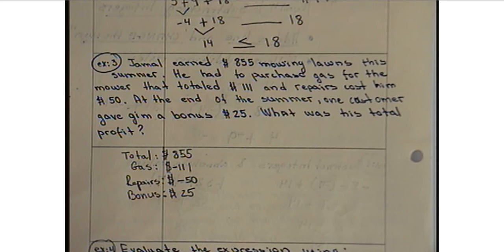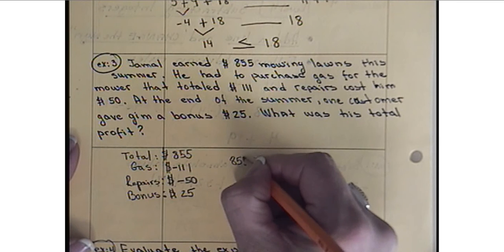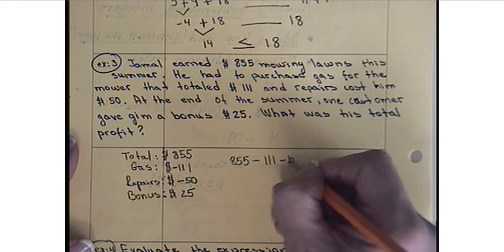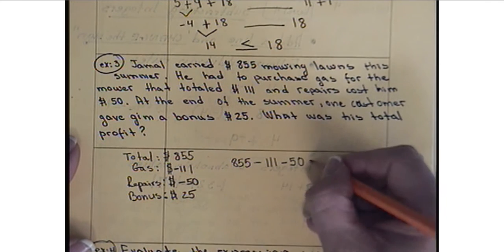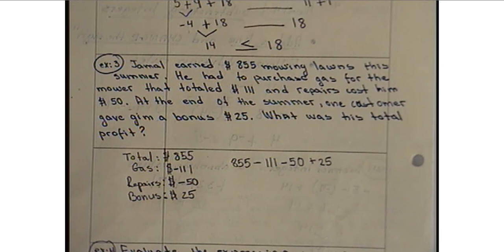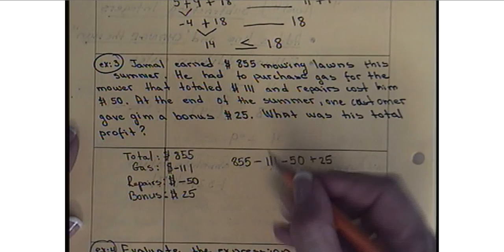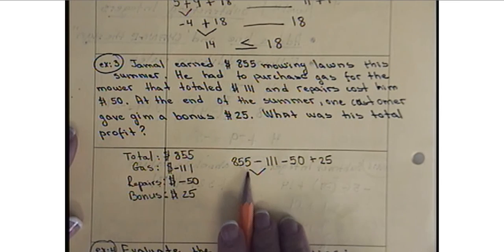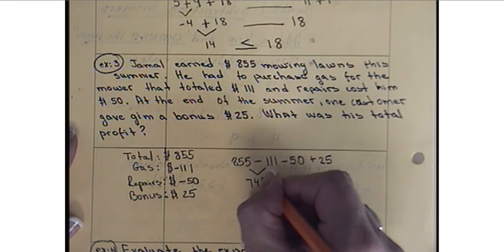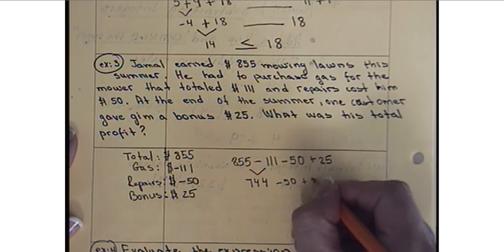So here's what we're gonna do. We will take the total price 855 and we will subtract 111. Then we'll subtract $50 for repairs, but we're gonna add $25 because the bonus is something he receives. And then we will start calculating those numbers. So we will start with those two numbers first. 855 minus 111 will give us 744. Make sure you copy the rest, so minus 50 and then plus 25.